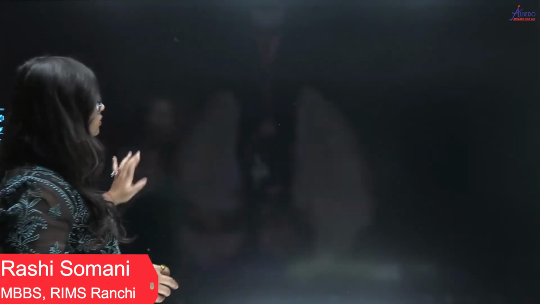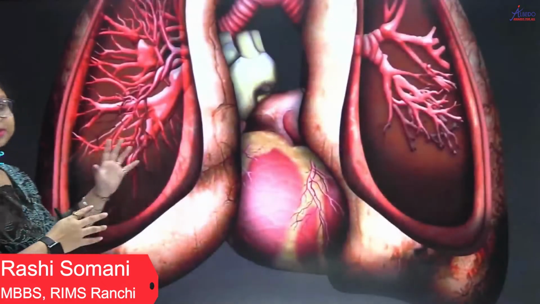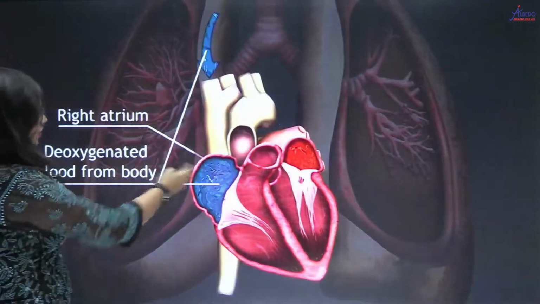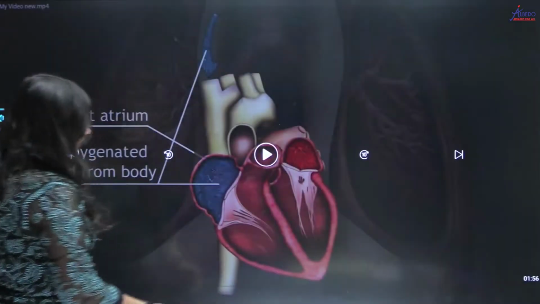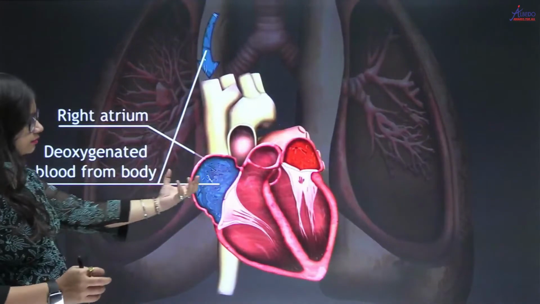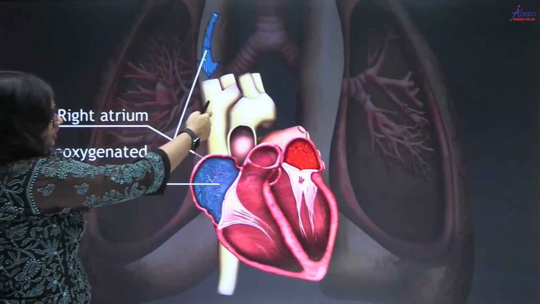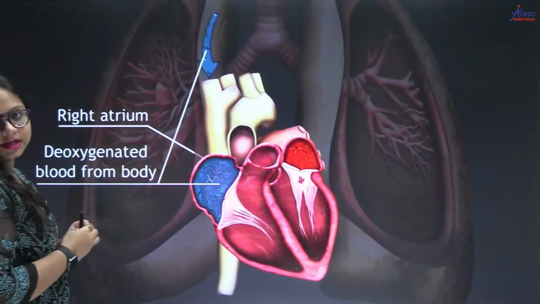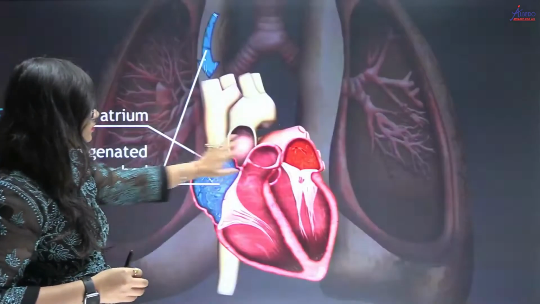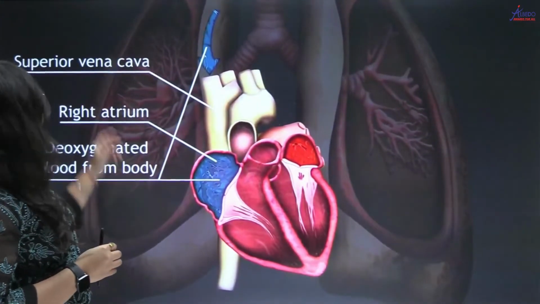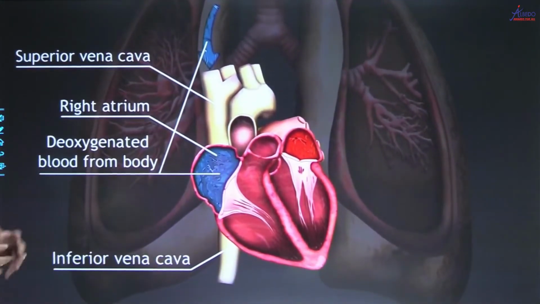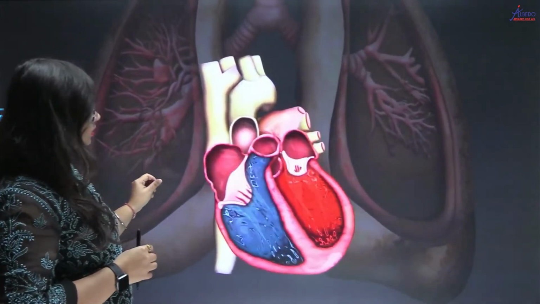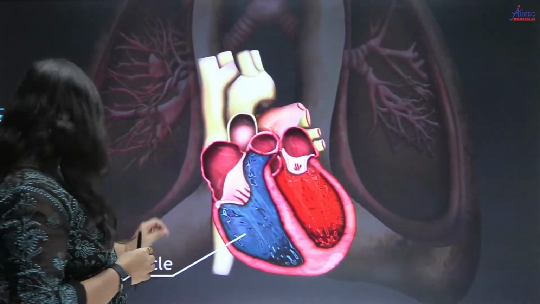So see, these are your lungs, and this is where your heart is located, right? And now this is your right atrium, okay? This is your right ventricle, and deoxygenated blood from the body, that means this is your superior vena cava and this is your inferior vena cava, comes into this right atrium, right? Now this is the superior vena cava, this is the inferior vena cava, okay? Now this is your right ventricle.